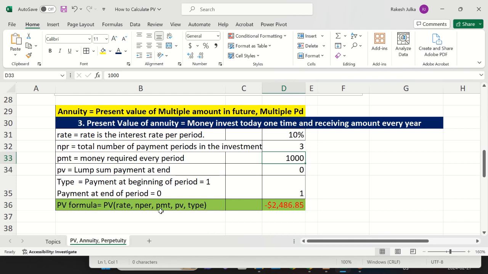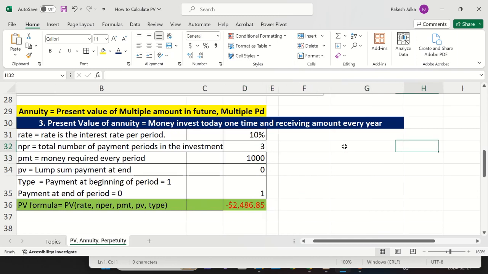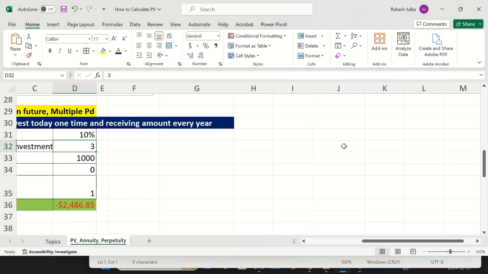So in this case, the next is the type. Type means when you want the payment at the beginning of the period. Yes, one. Now, this is the formula which is available here to calculate this much money. If I spend today, then it means I will be able to get $1,000 every year for 3 years if the rate of interest is 10%. So this calculation can also be done manually. So how can we do that? I'm just going to explain.